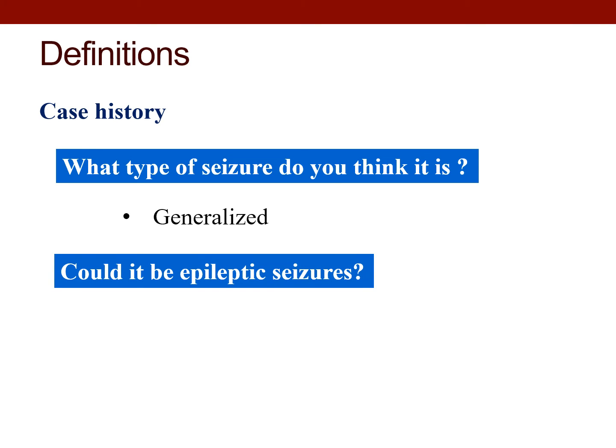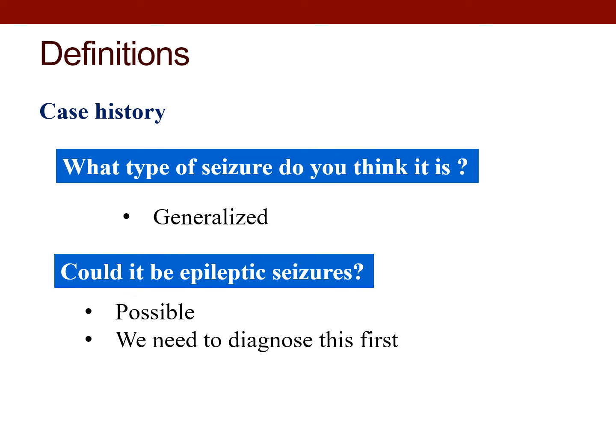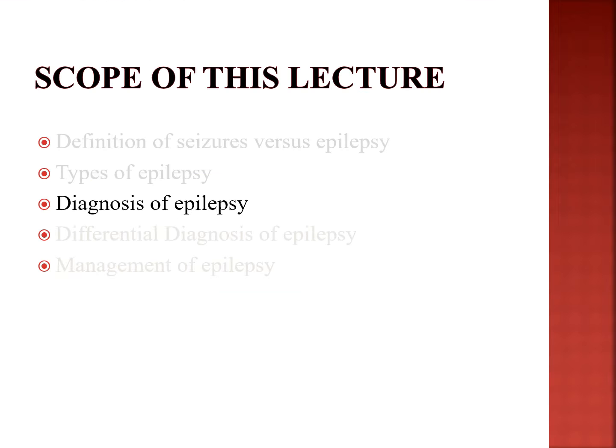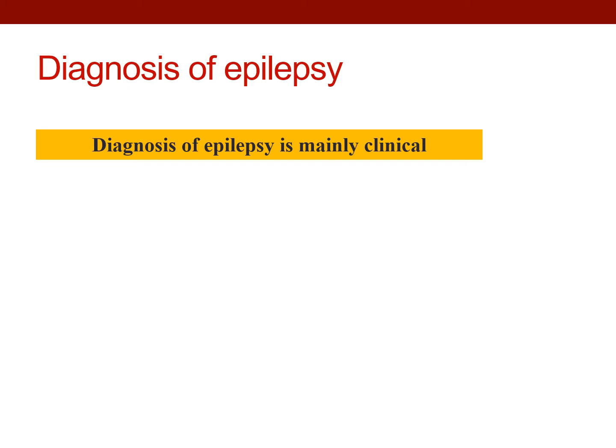Could it be an epileptic seizure? It is possible, but we need more information in order to say that. That's when we come to the third part of this lecture, which is about the diagnosis of epilepsy. Okay. Now, the diagnosis of epilepsy is mainly a clinical diagnosis. Okay. This means you have to take a very, very good history.